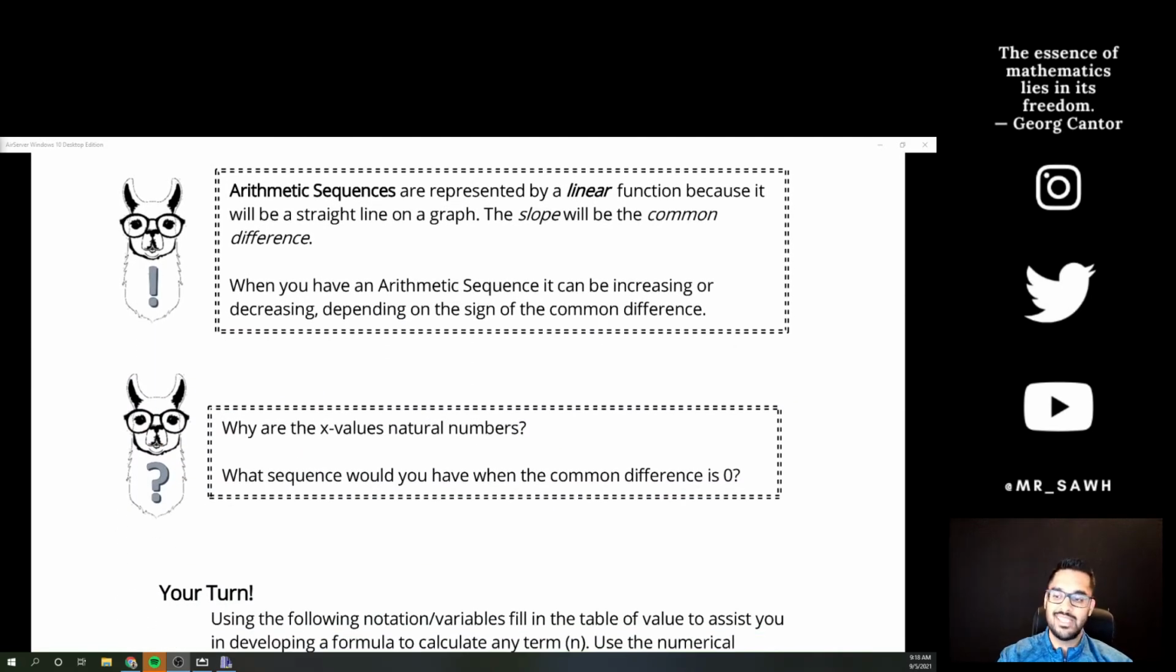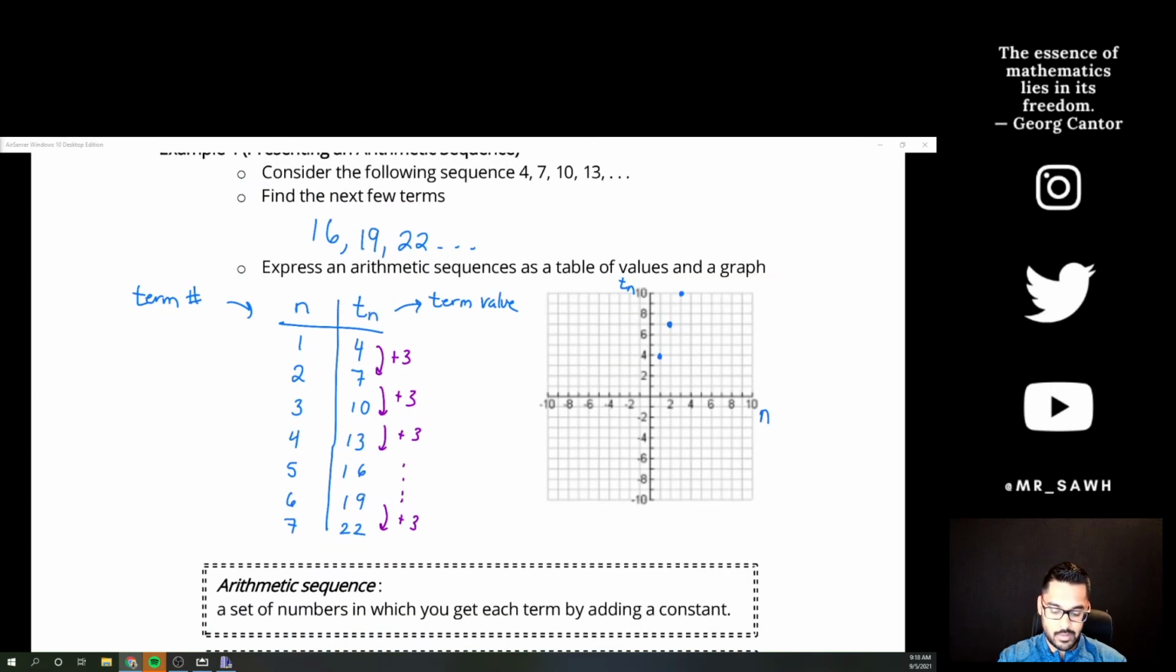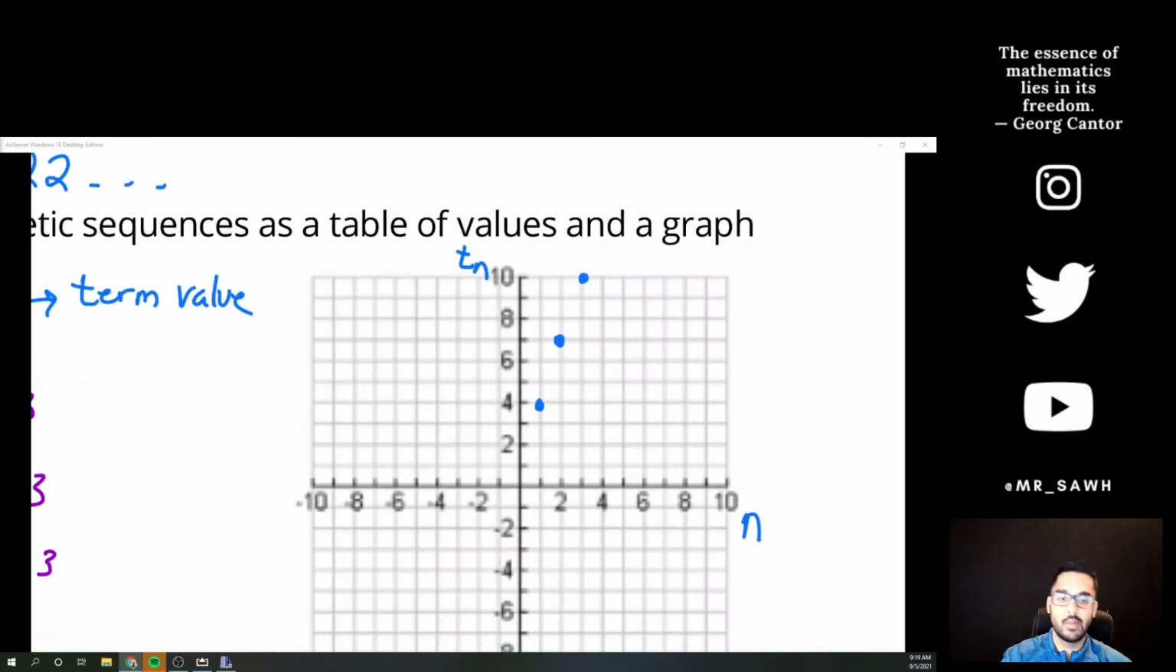An arithmetic sequence is something represented by a linear function. So we graphed it, we saw what happened, and you saw that graph was linear. It's linear because it forms a straight line on that graph. The slope is going to be your common difference. If you remember slope, it was the ratio of vertical change to horizontal change, so the change in your y values versus the change in your x values.